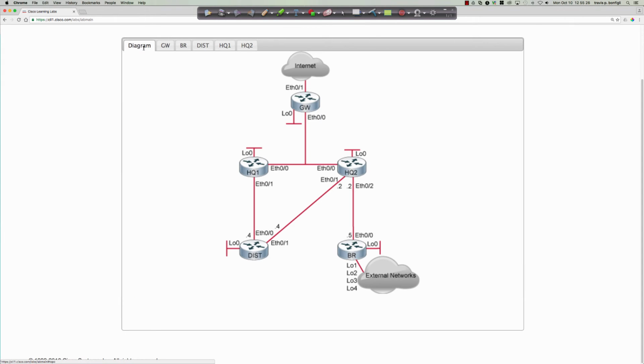Again, take a look here. We're automatically picking the path through HQ2 to get out from the distribution router, because the cost this way is 13.